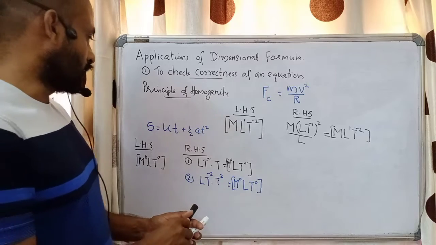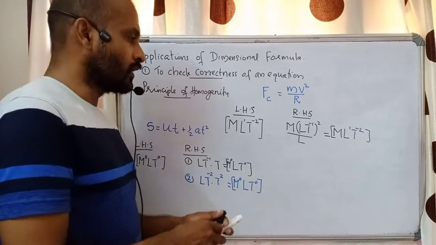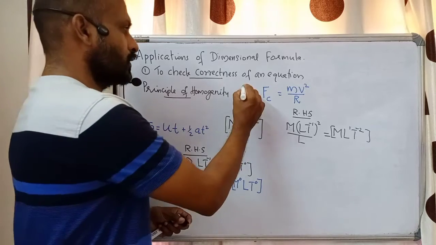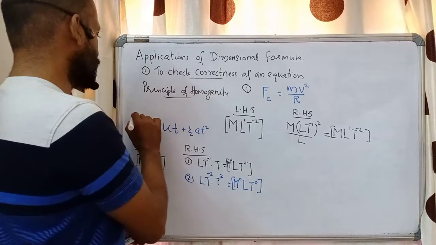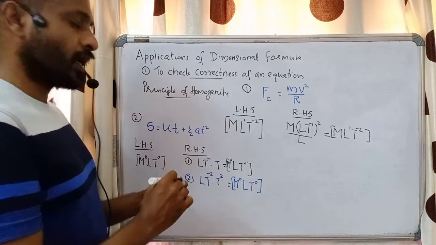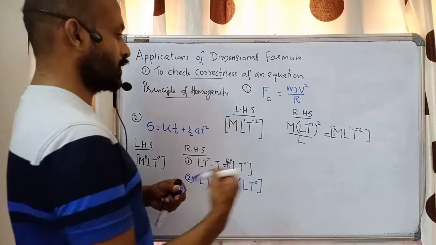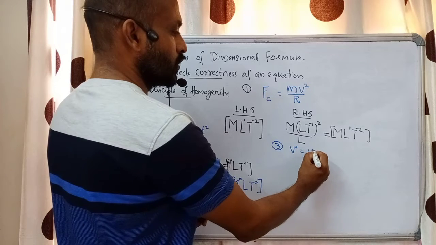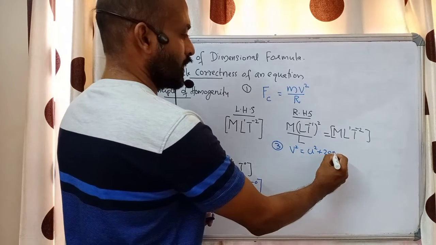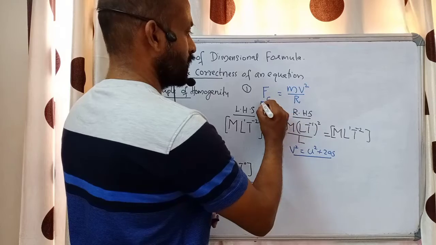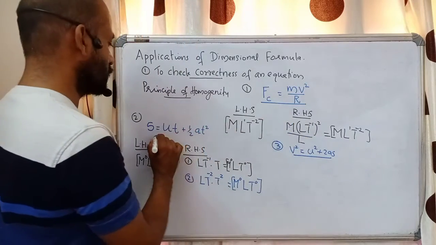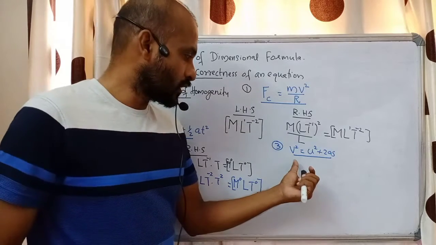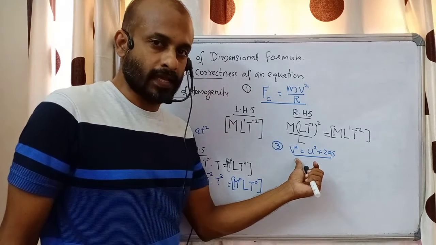We can take another formula. Now we have to take one more equation of motion. I will give numbers to distinguish. This is the first one that we have checked. This is the second one we have checked. Now we are going to check the third equation. We can use v square is equal to u square plus 2as. We have checked the other two equations already. Now we are going to check v square is equal to u square plus 2as.